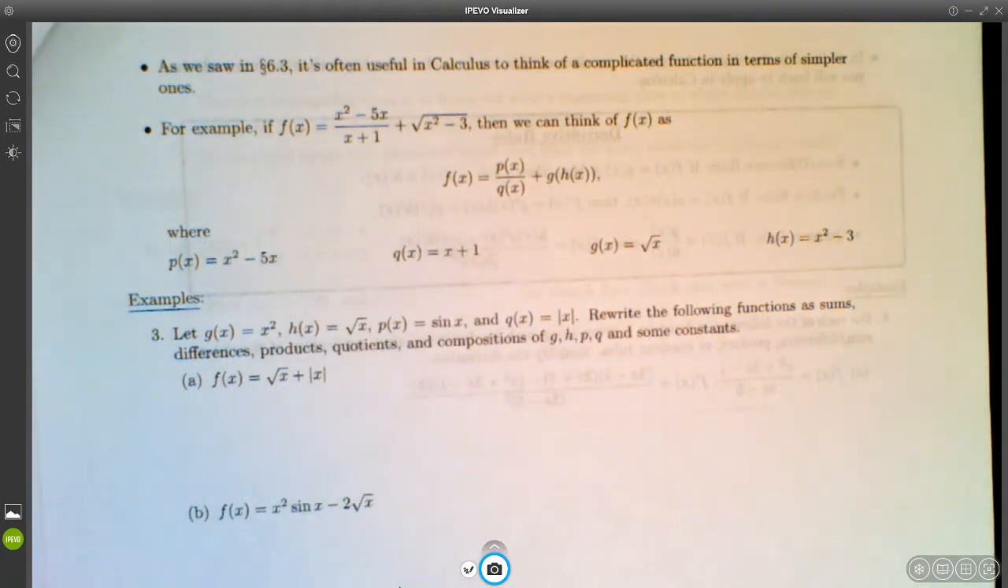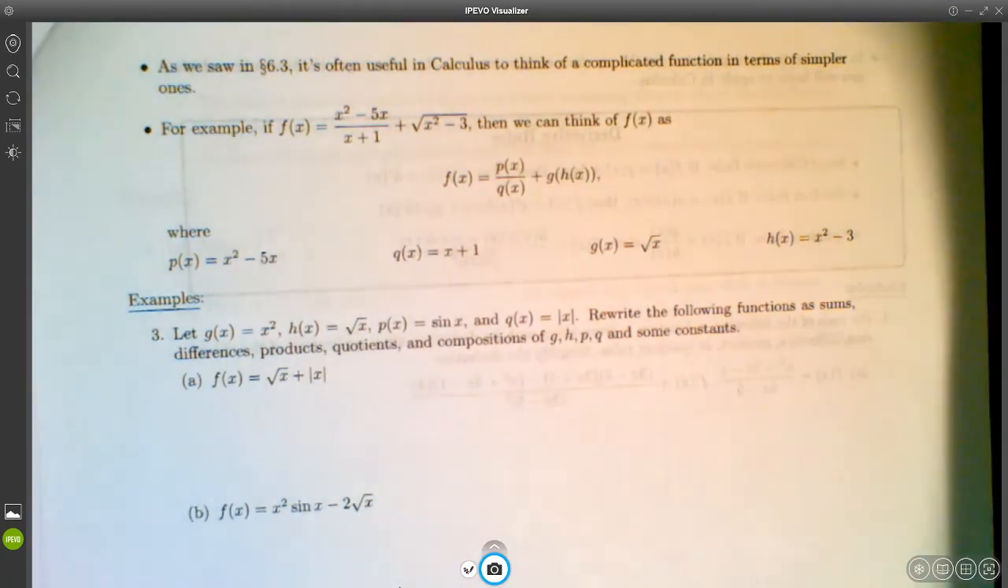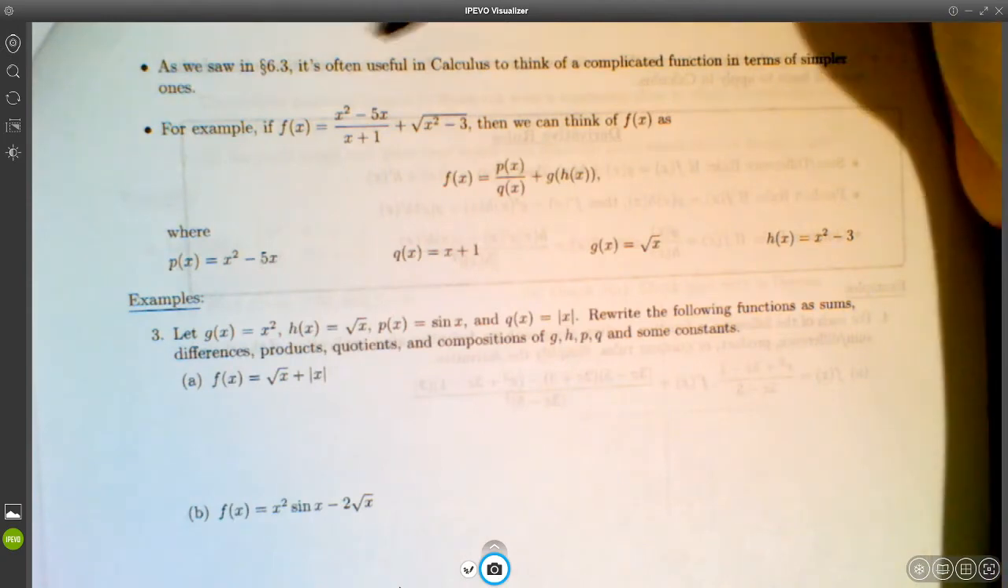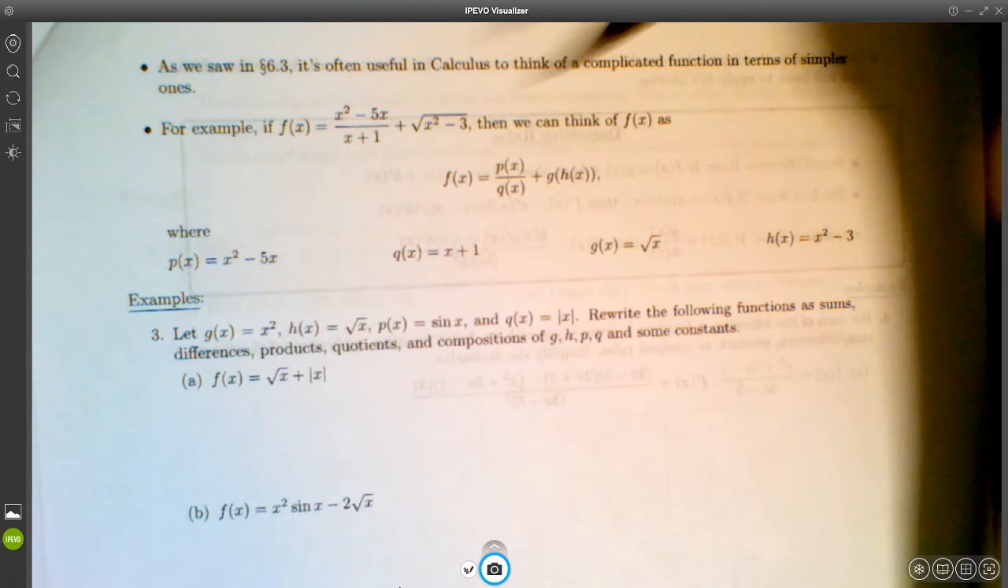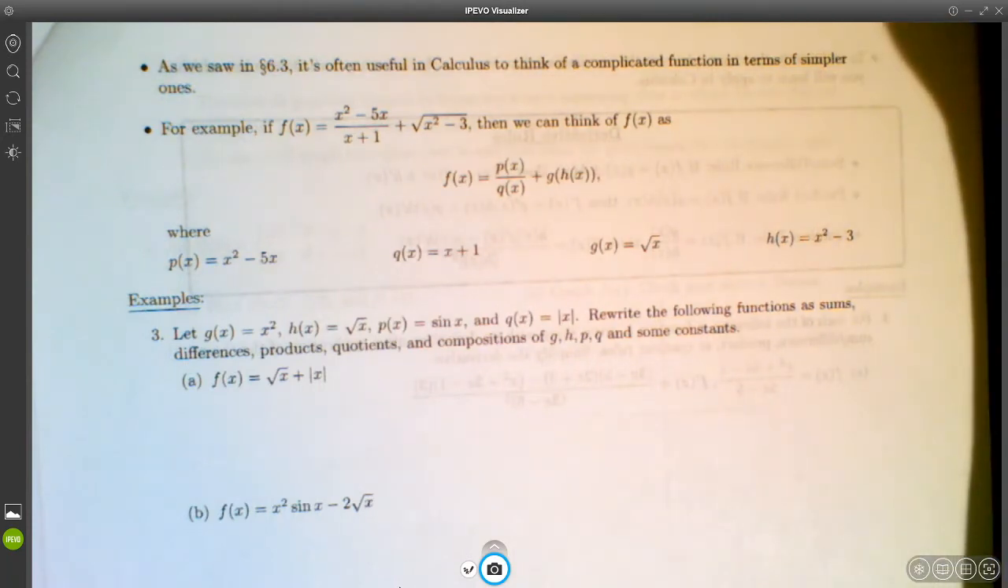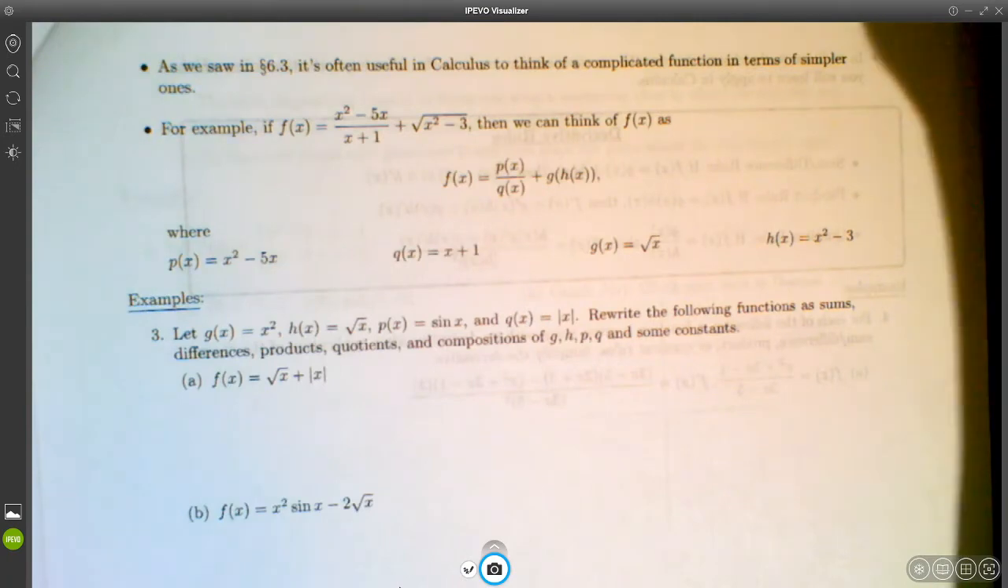So function arithmetic, pretty straightforward. Now, as we saw in the previous section in 6.3, it's often useful in calculus to think of a complicated function in terms of simpler ones. And we practiced doing this when it came to composition of functions, right, in 6.3. But we can do this with function arithmetic as well, you know, addition, subtraction, multiplication, division.